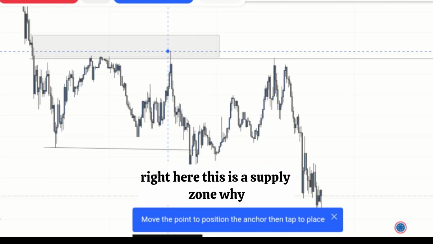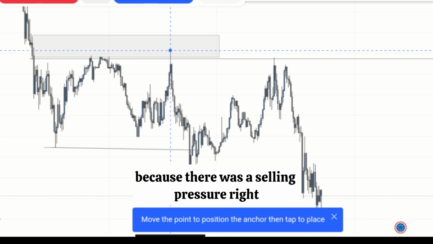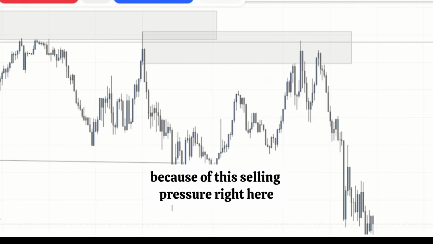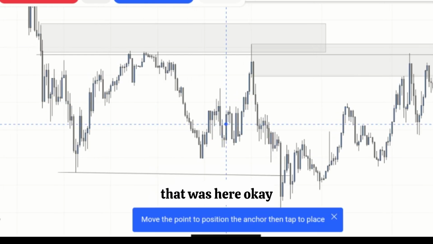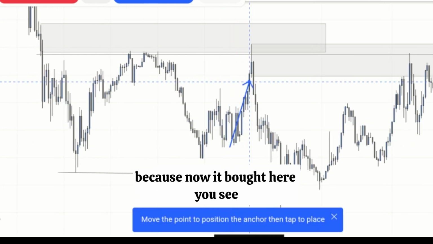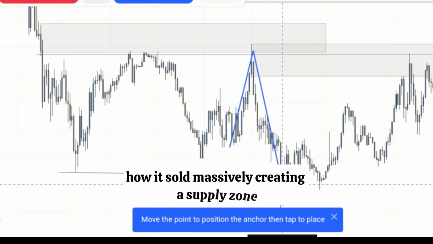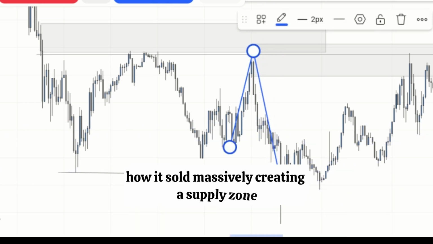This is a supply zone. Why? Because there was a selling pressure right there. This was a supply zone because of this selling pressure that was here. Because now it bought here. You see how it sold massively here, guys. You see how it sold massively, creating a supply zone.